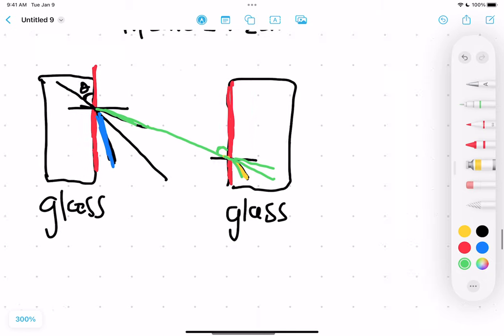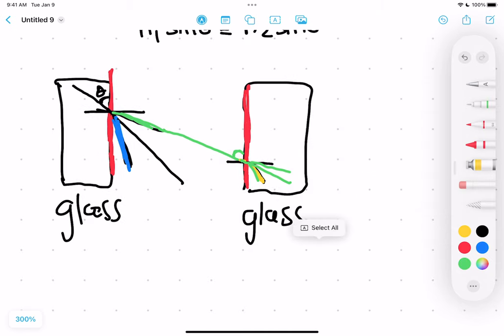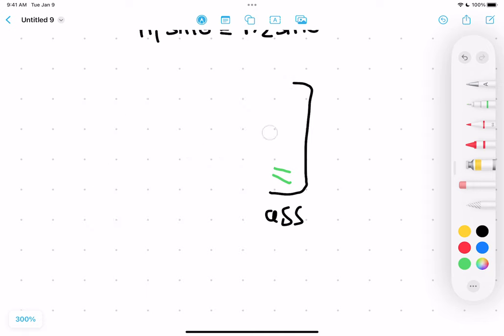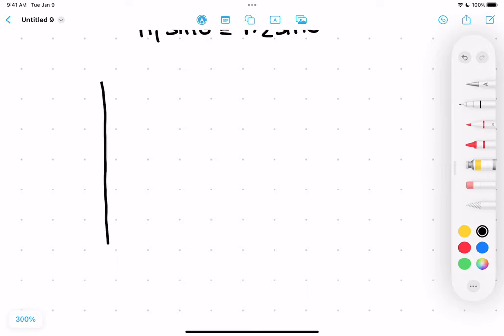So, all right, let me redraw this here. My mistake was that I considered the vertical line there to be the normal line. Instead, it should be the horizontal line, because the normal line is defined as the line perpendicular to the surface where the ray is hitting, right? So we have this piece of glass here again, another piece of glass.